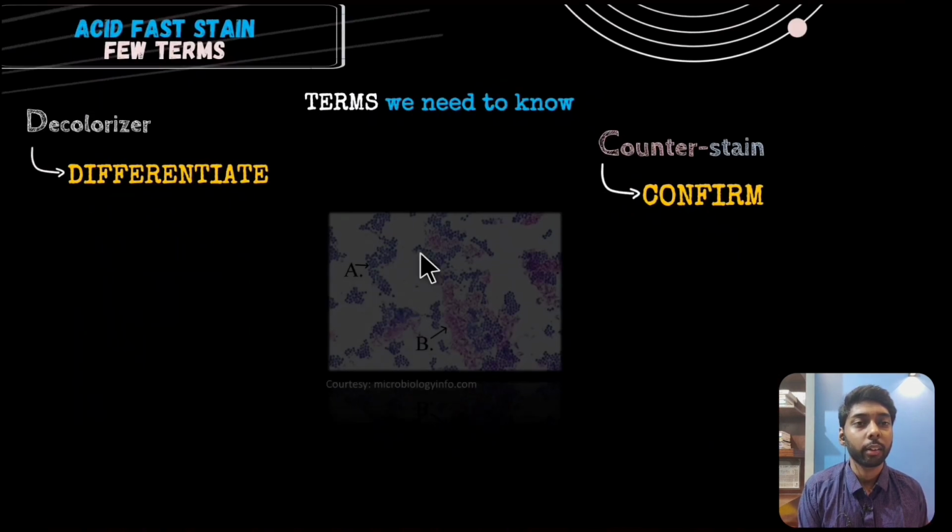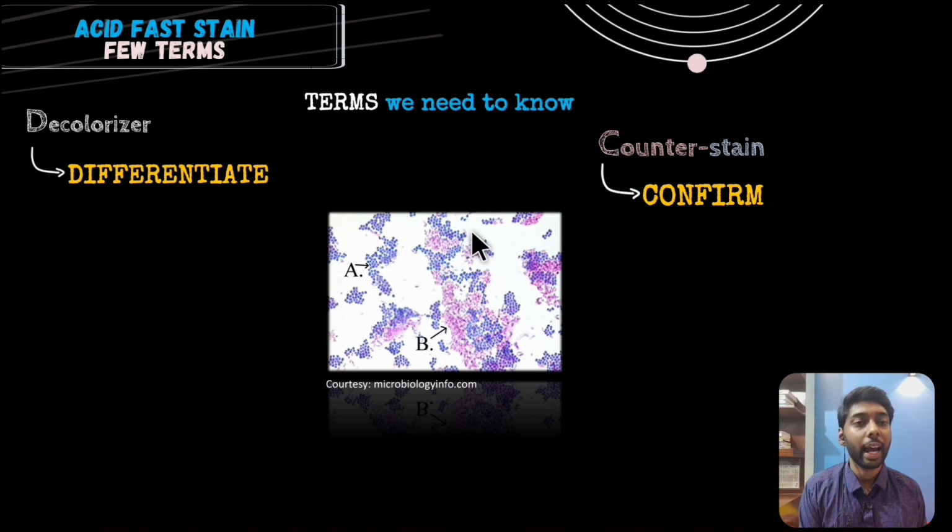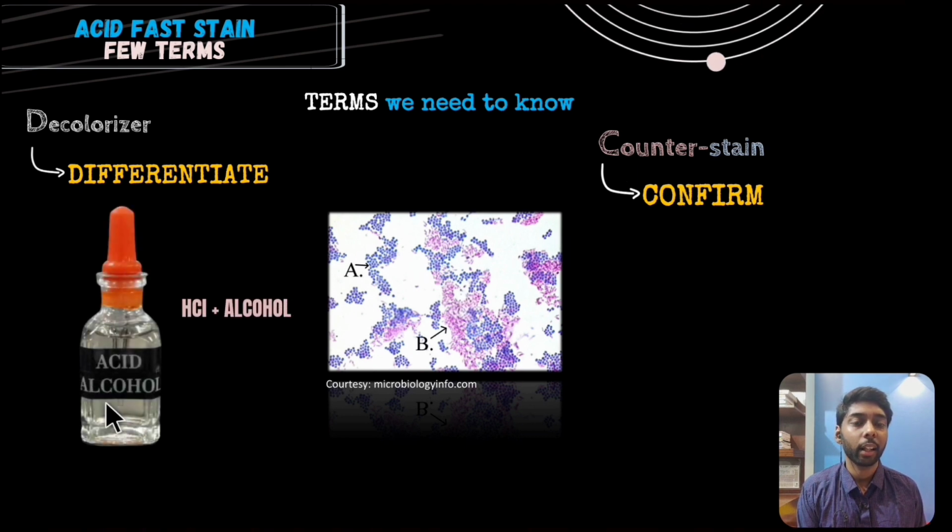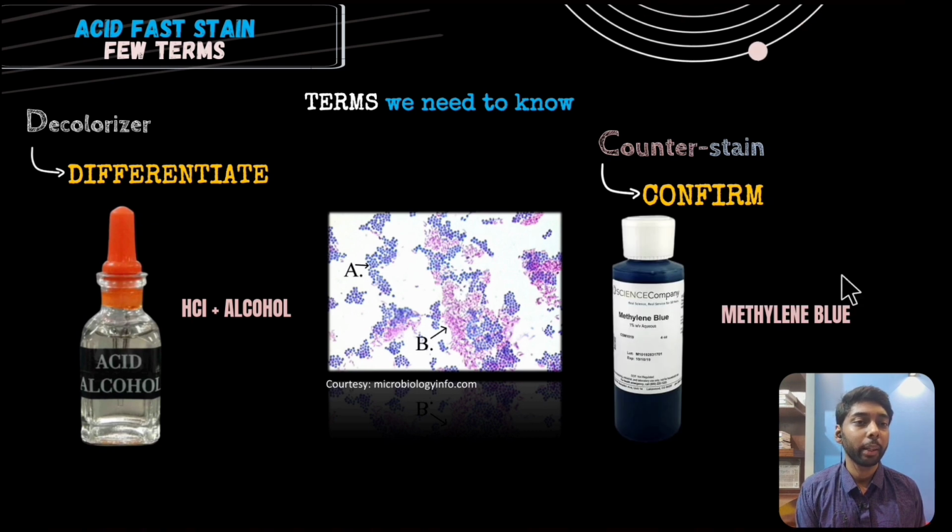And decolorizer, well, first we said that primary stain has to colorize both types of bacteria in the same way. So how do we know which ones are acid-fast and which ones are not? That's why we use a decolorizer to differentiate between the types of bacteria. And after we have successfully decolorized one of the types of bacteria, to visualize the colorless bacteria, we use a counter stain. Again, for a few examples, acid alcohol would be our decolorizer of choice in case of acid-fast stain, and it's actually a mixture of 3% hydrochloric acid and 95% alcohol. And our counter stain will be methylene blue.